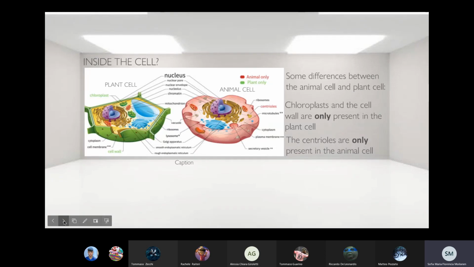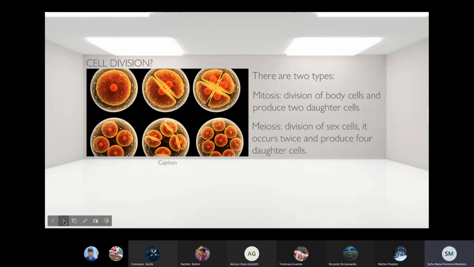So inside of a cell, we obviously have 2 different main types of cells, which are the plant cell and the animal cell. Some differences between these 2 cells are that the chloroplasts and the cell wall are only present in the plant cell, so there are no traces of those in the animal cell, while the centrioles are only present in animal cells, so no centrioles are in the plant cell. Sorry.